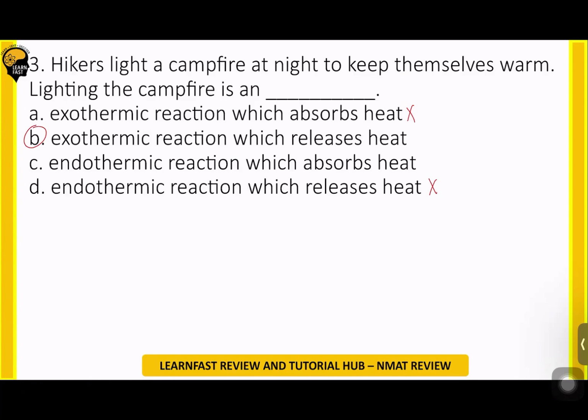So that's why basically we're part of the surroundings. The system, which is the burning of the campfire, releases heat. That heat is released to the surroundings and it increases the temperature of the surroundings. So we, or probably the hikers as part of the surroundings, would feel that increase in temperature, which would make them feel warm eventually. Okay?